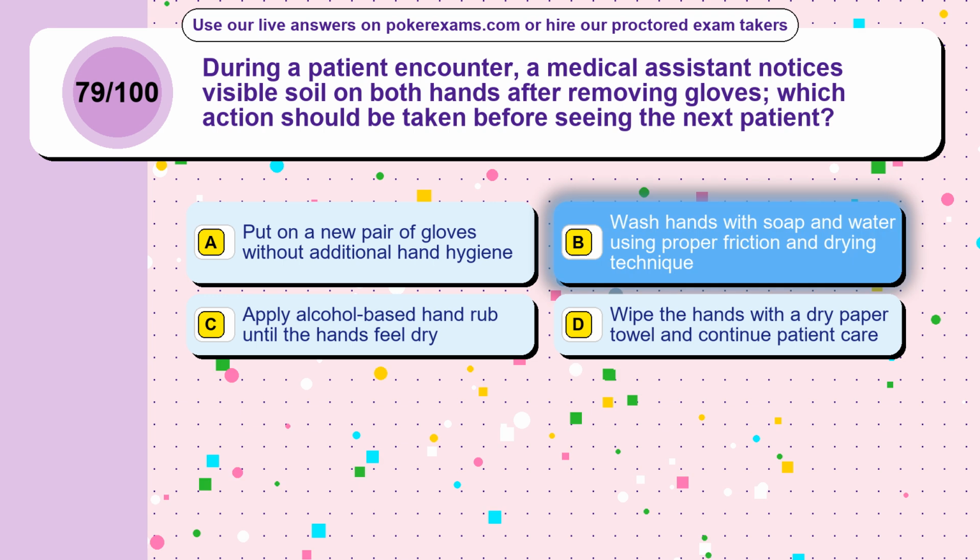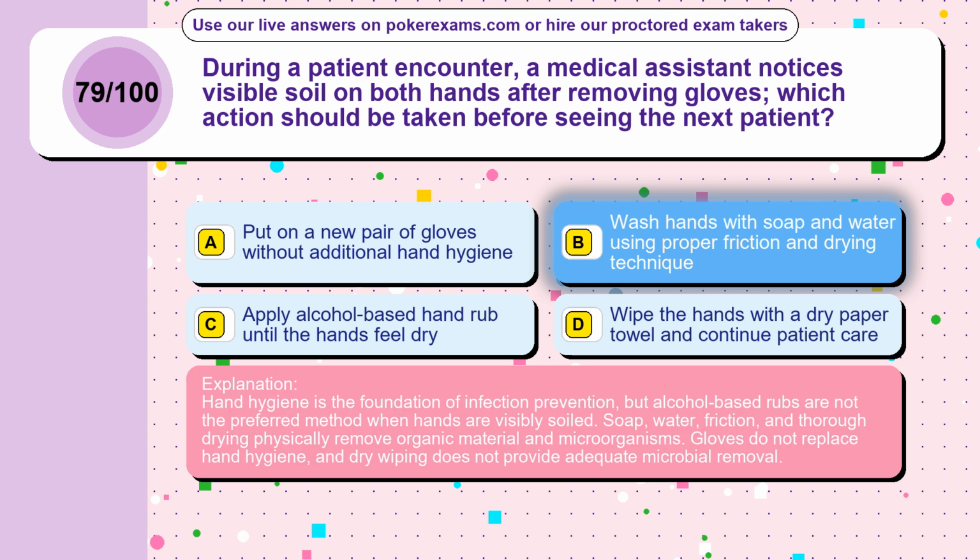The correct answer is option B. Wash hands with soap and water using proper friction and drying technique. Hand hygiene is the foundation of infection prevention, but alcohol-based rubs are not the preferred method when hands are visibly soiled. Soap, water, friction, and thorough drying physically remove organic material and microorganisms. Gloves do not replace hand hygiene, and dry wiping does not provide adequate microbial removal.